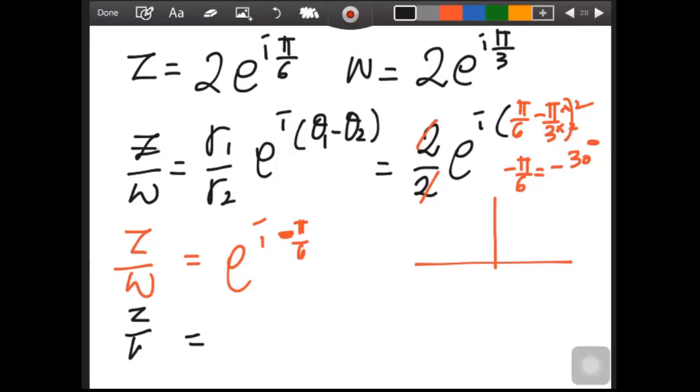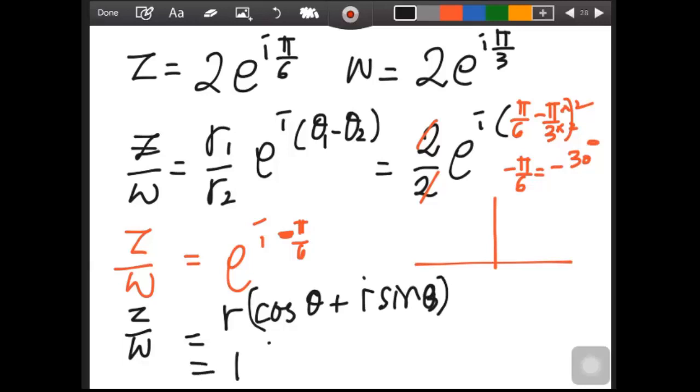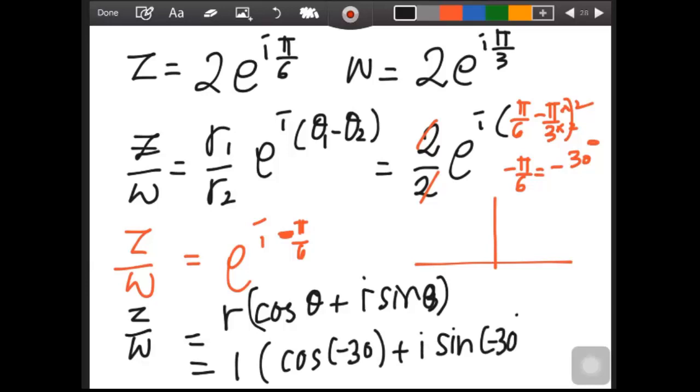So R dia satu, maksudnya dalam bentuk R cos theta darab dengan I sin theta. So ini R dia adalah satu tadi. So cos negatif 30 plus dengan I sin negatif 30. Okay. So inilah dia punya jawapan untuk Z over W.